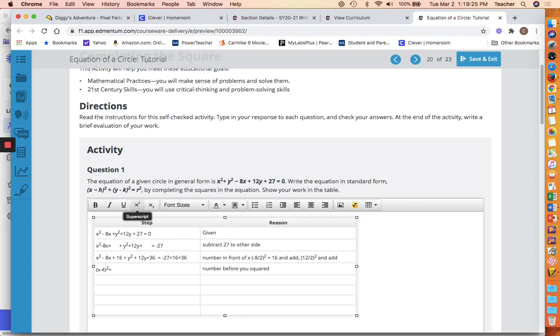Plus, our parenthesis for the y. And again, it's the number before you squared. So 12 divided by 2 is 6. That means I'm putting in a plus 6. That's going to be your k.